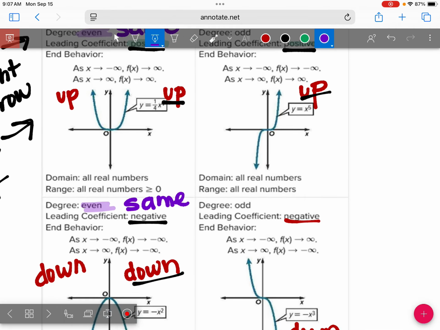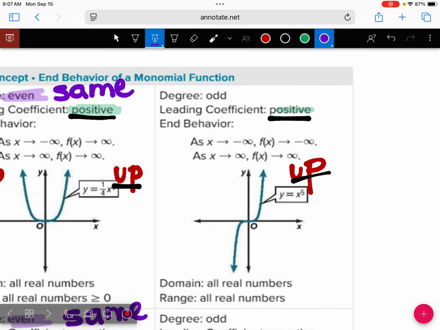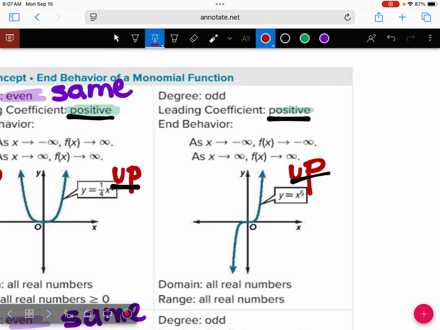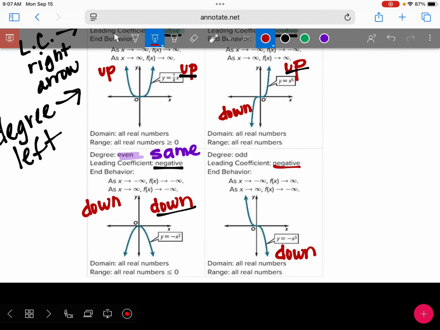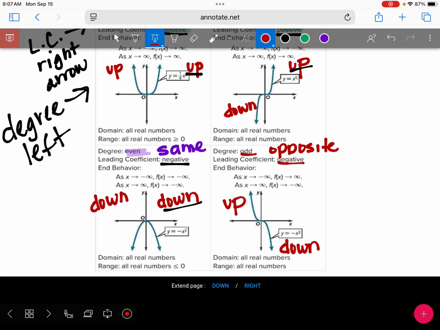But if that number is an odd number, like 1, 3, 5, 7, 9, 11, then the left side will do the opposite. So just think odd opposite, which is why this side went down and the right side goes up. And on this side, because it's odd opposite, the left side goes up and the right side goes down.